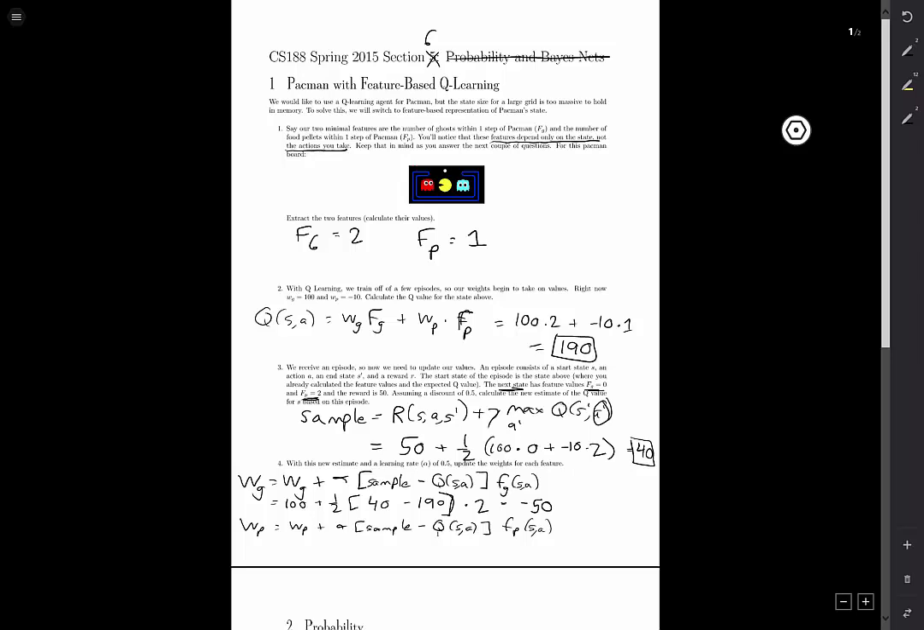the current one. So if we plug this in, our current value of WP is -10, plus alpha is 1/2 times the sample 40 minus the current Q value 190 times the feature, which is 1, equals -85.